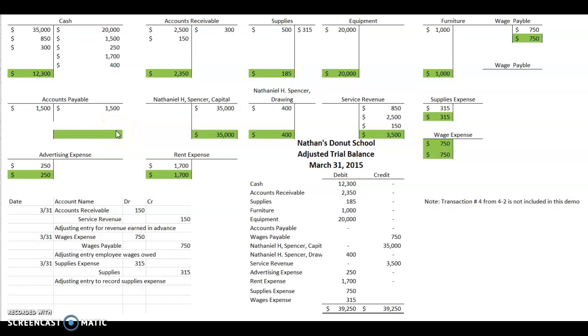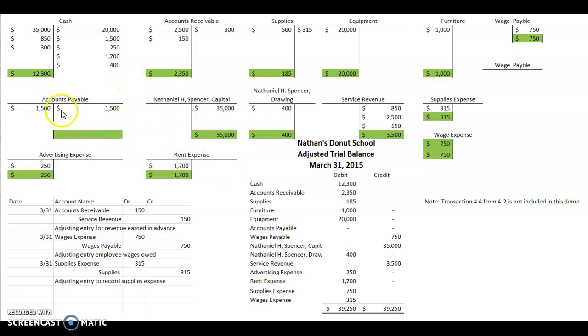This is case in point 4-4, and we're preparing the adjusted trial balance for Nathan's Donut School. So in the last video, we discussed the adjusting journal entries. And in our accounting cycle, after we prepare our adjusting journal entries, we're going to post them to our T accounts.